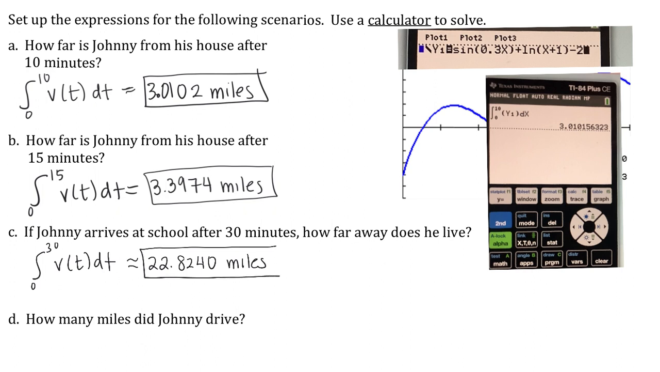And this is the displacement, so it's the change in distance. The fact that he went away from school and back towards school and took some detours doesn't matter. The actual distance from school he lives is 22.8.